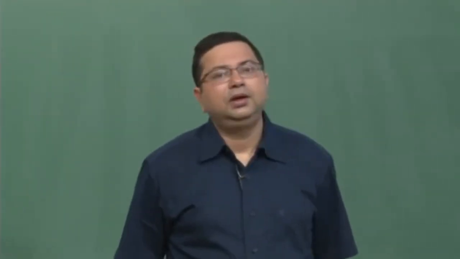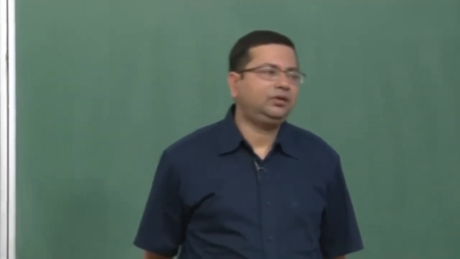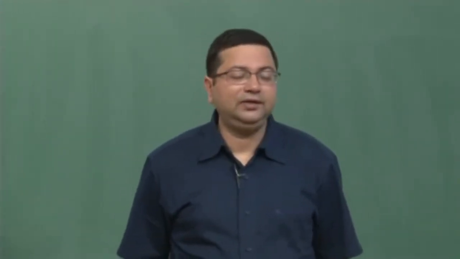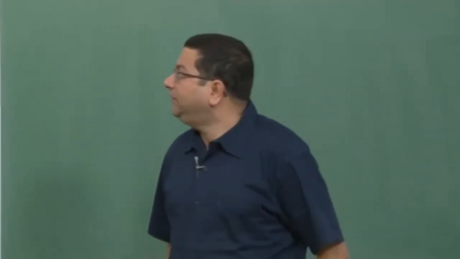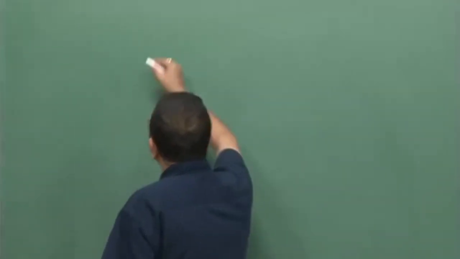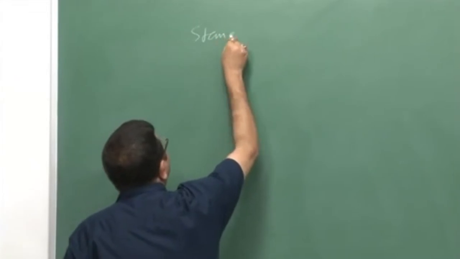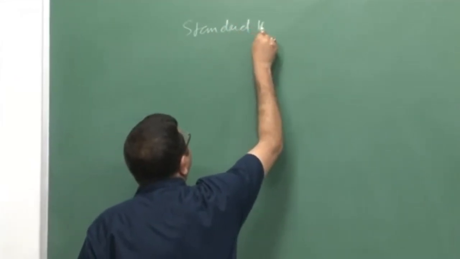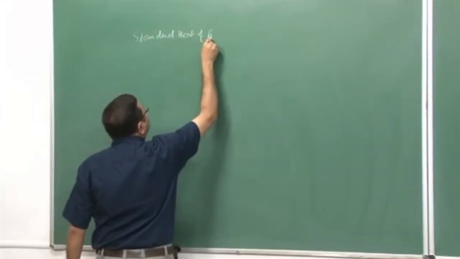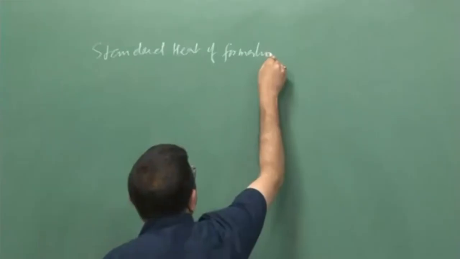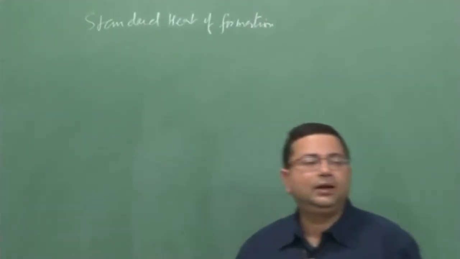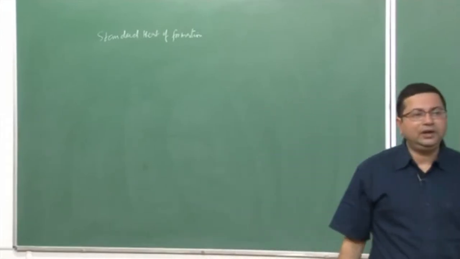Very good morning. So, we are continuing our discussion on the chemistry of chemical rockets. In the last class, we discussed the different definitions of fuel air ratio, fuel oxidizer ratio and all, and also we defined the standard heat of formation. And after that, we started discussing thermochemical laws.